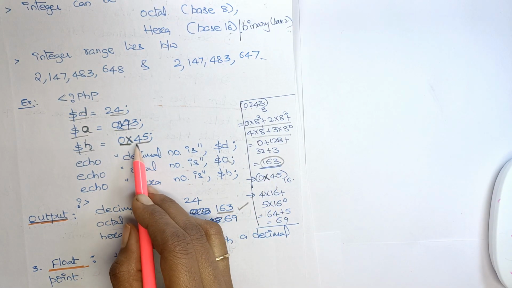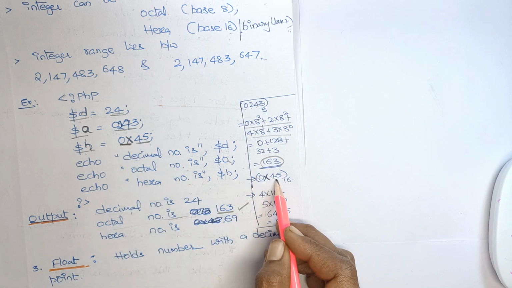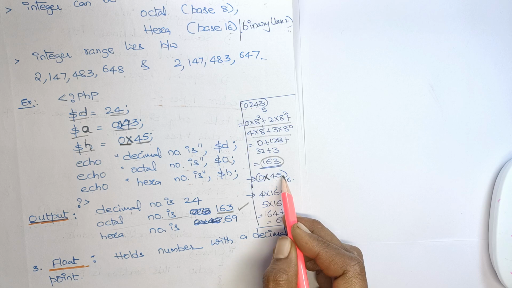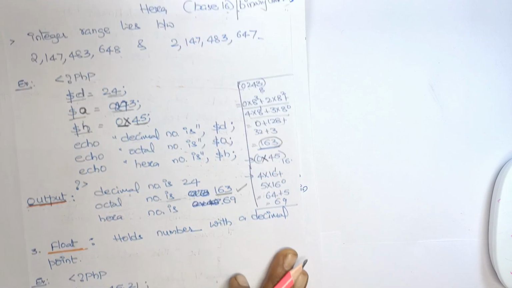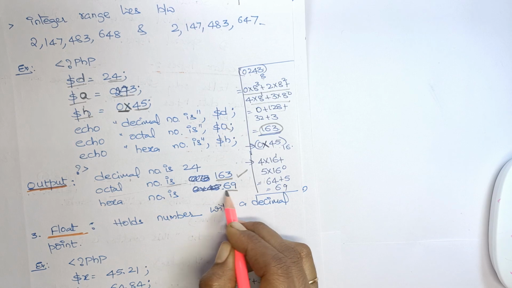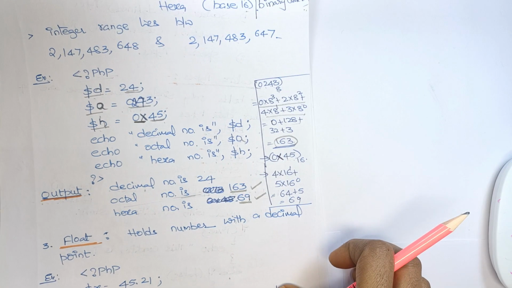Hexadecimal means you are converting this decimal to hexadecimal. So here 0x45 means 16 power 0 into 5 plus 16 power 1 into 4. So that you will get 69. So you will get the output as 69. This is about the integer.